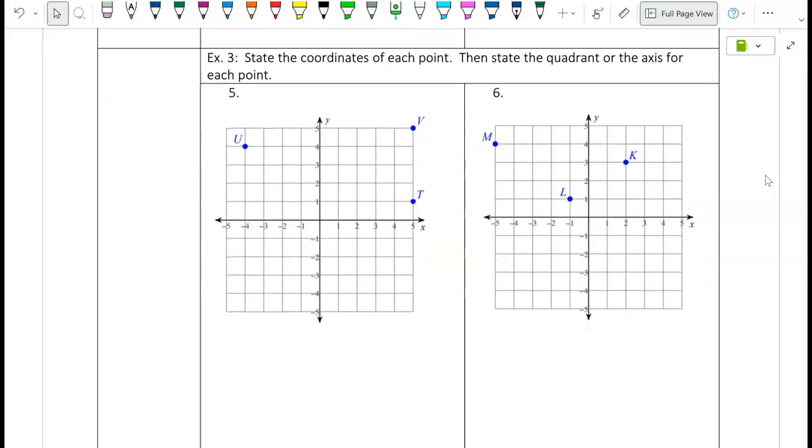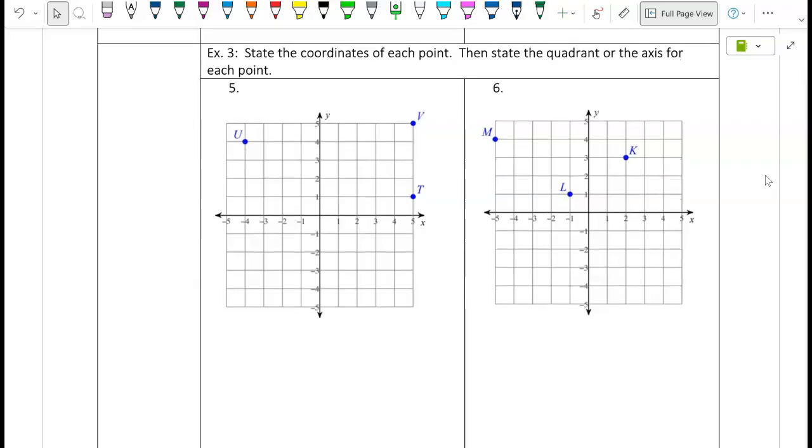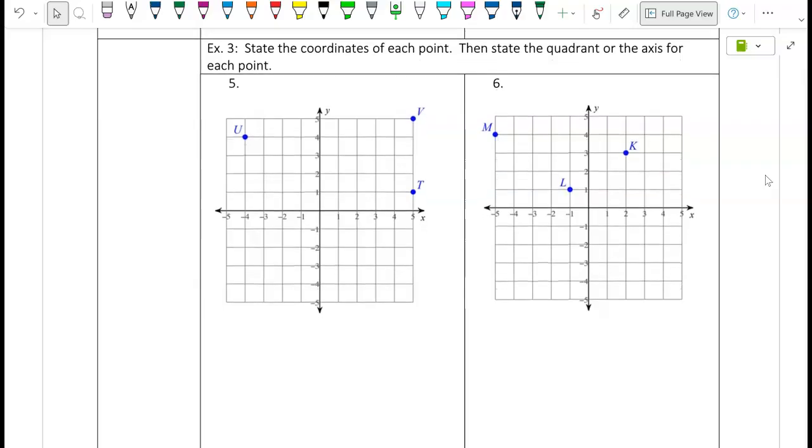Number 3, state the coordinates of each point, then state the quadrant or the axis for each point. So they've got 3 points graphed here, U, V, and T here in number 5. So they want us to name the ordered pair and what quadrant it is in.